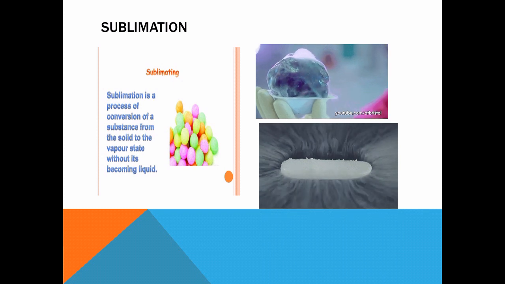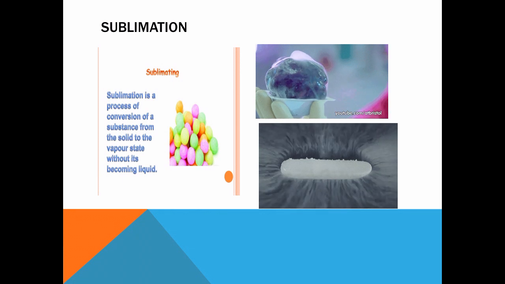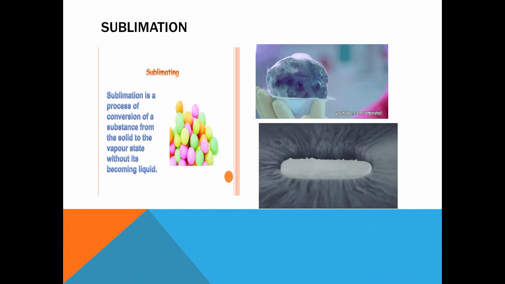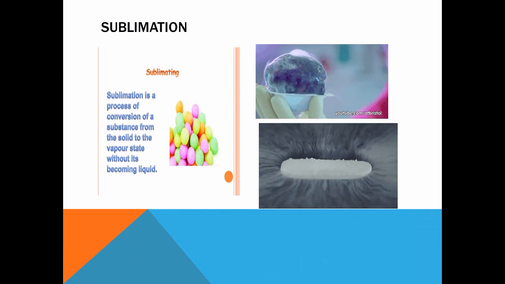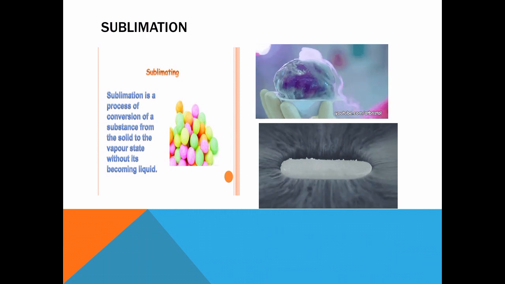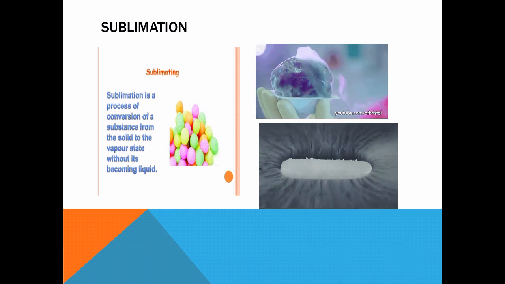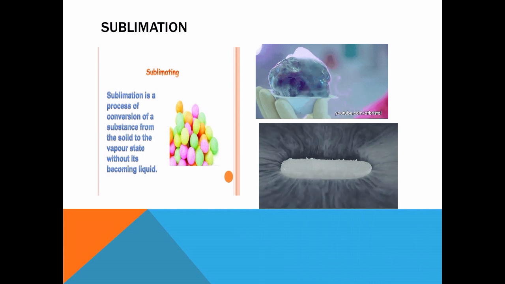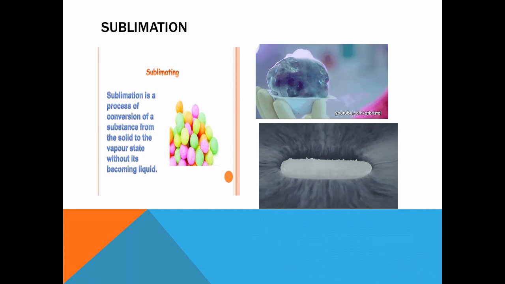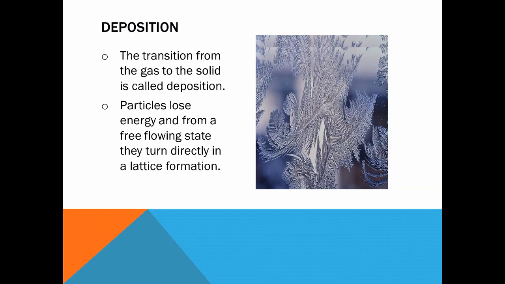In this process, the solid particles gain kinetic energy and they start changing into a gas without forming a liquid. This is sublimation. And dry ice is an example of the sublimation process. The opposite of the sublimation reaction is deposition. In this reaction, the gas particles lose kinetic energy and form a solid by coming closer to one another.